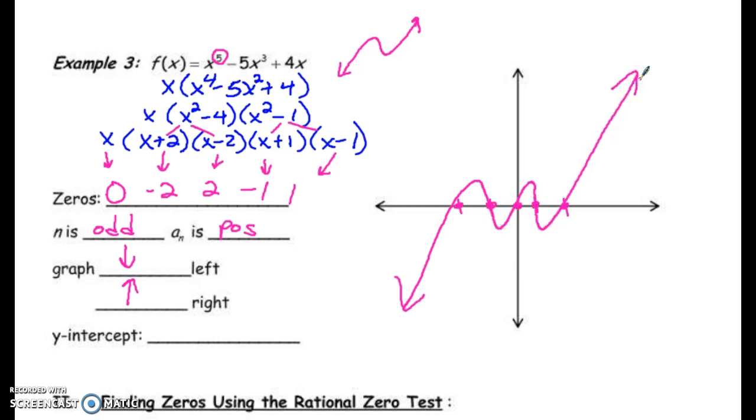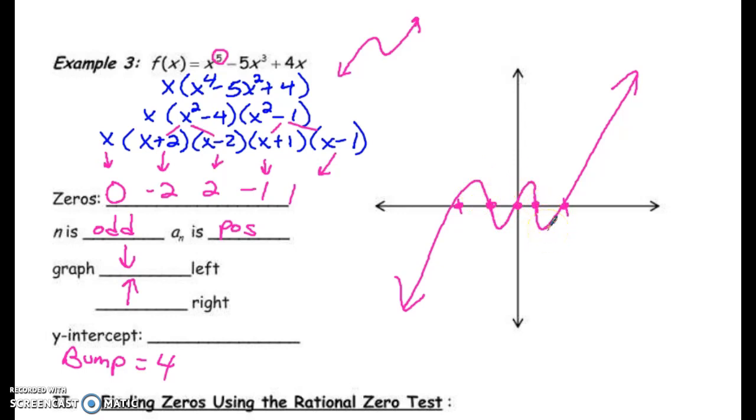And that would be our answer. Now notice something. We have a 5th degree, and there's 1, 2, 3, 4 bumps. So in your homework tonight, you're going to see bumps. It's always one less than your highest degree, which would be 4 bumps. Let's count them again. 1, 2, 3, 4.